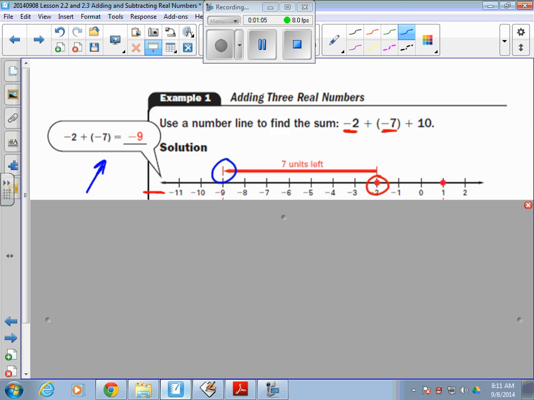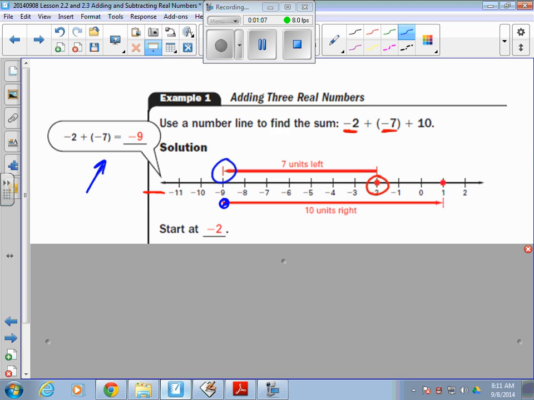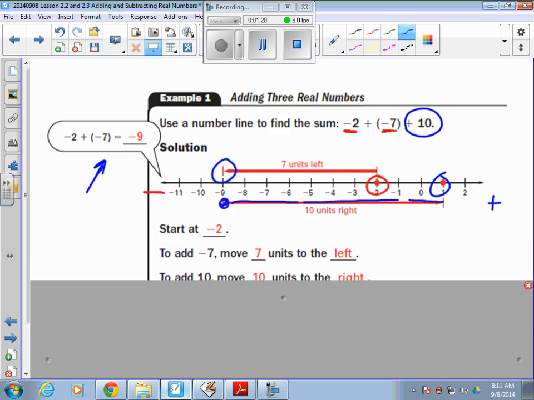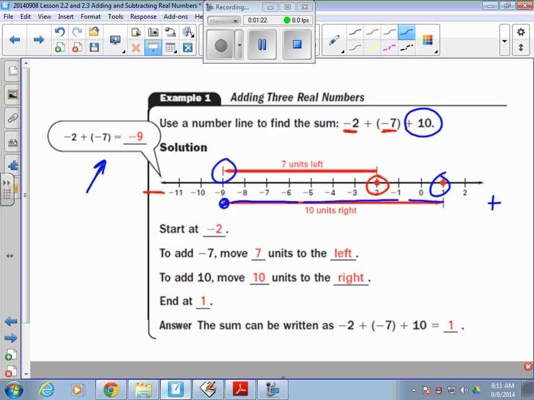Then you want to take -9, the place you are now, and add 10 to it. Now that's positive. Your positive numbers are on the right-hand side, so you're going to go 10 places to the right. When you go 10 places to the right, you wind up at +1, which is where you end.